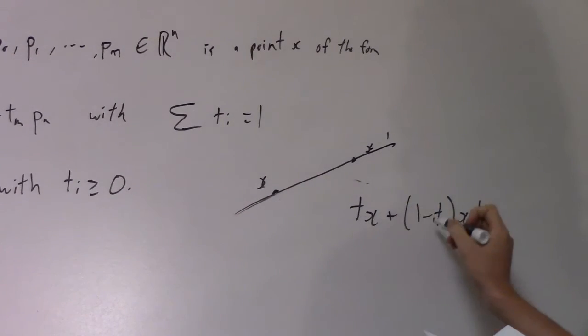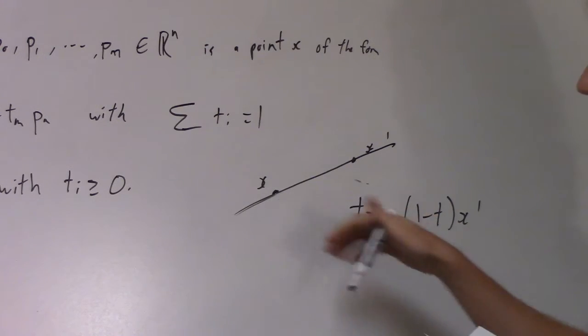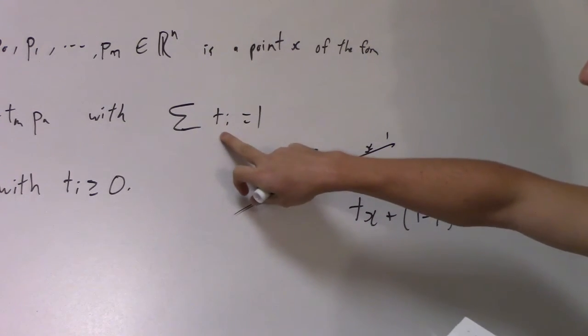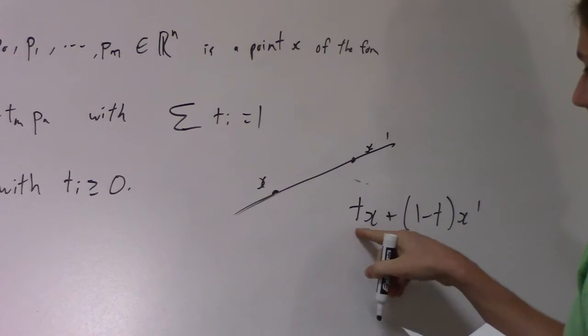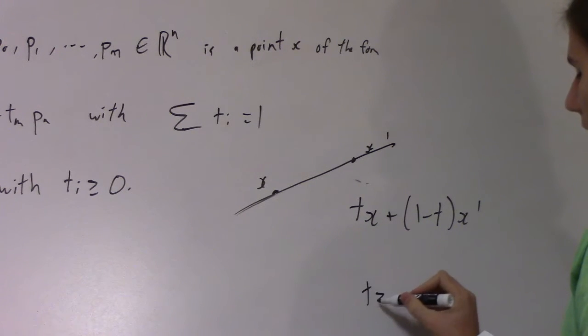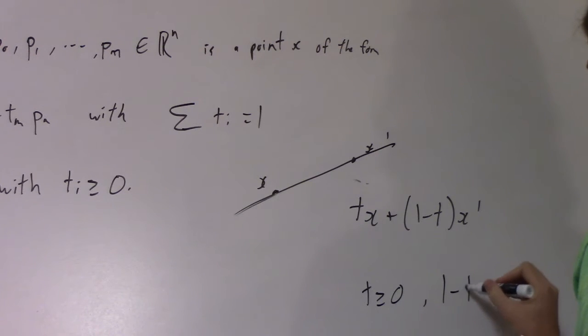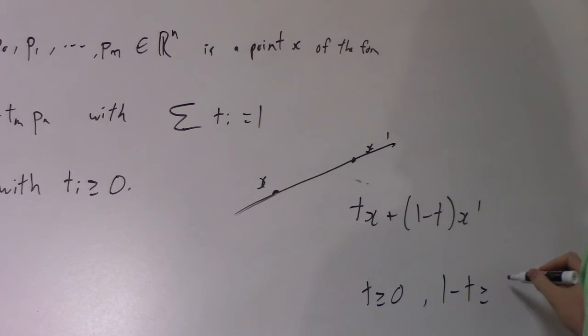So the reason it's t and 1 minus t is because the sum of these is equal to 1, like we need to have for it to be an affine combination. And then to make it a convex combination, you need t greater than 0, and you also need 1 minus t greater than 0, which is why you define t on I.